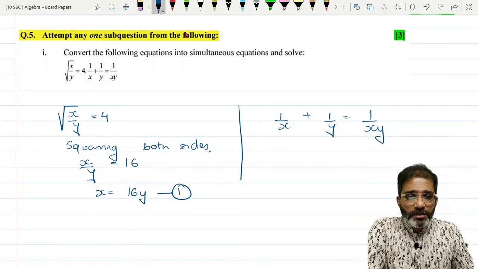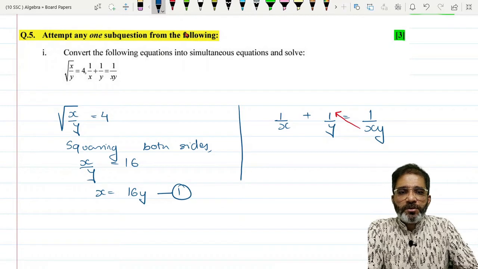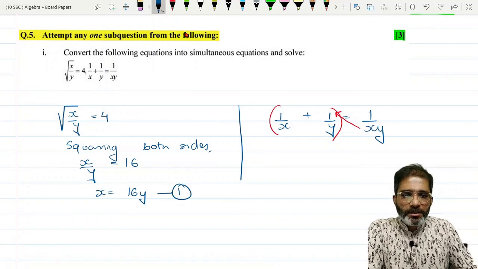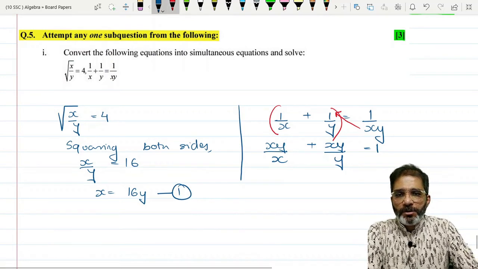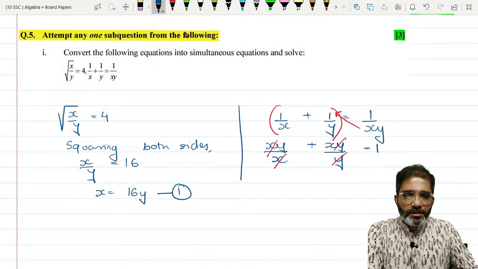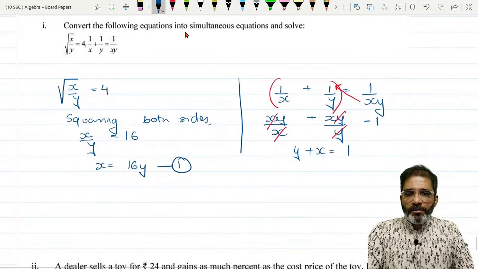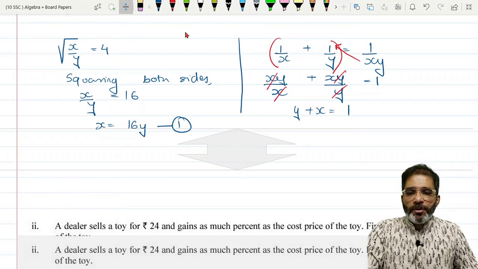Now come to the second equation. Now what we're going to do is, we are going to shift xy over here. So when you shift xy over here, xy is going to multiply to the whole bracket, means xy will multiply to the first term also, and xy will multiply to the last term also, and we'll get 1 here. So here x and x will cut, y and y will cut. So what we get is y plus x equals to 1. Okay, so what we did is, students, we converted the given equation in this particular form.